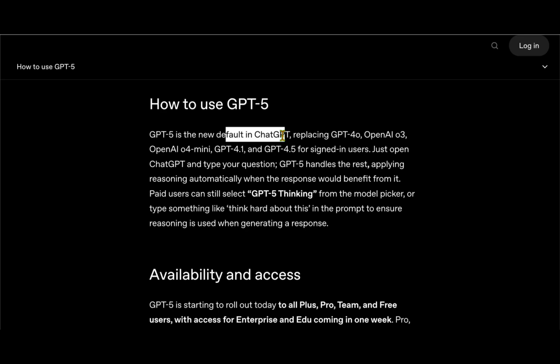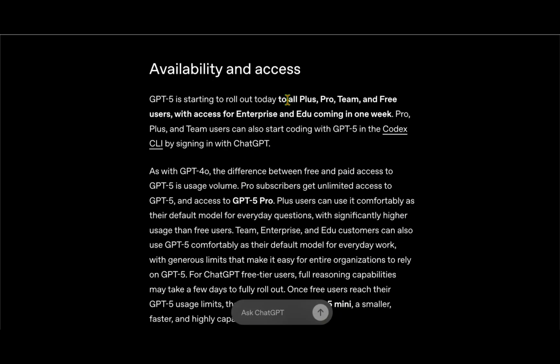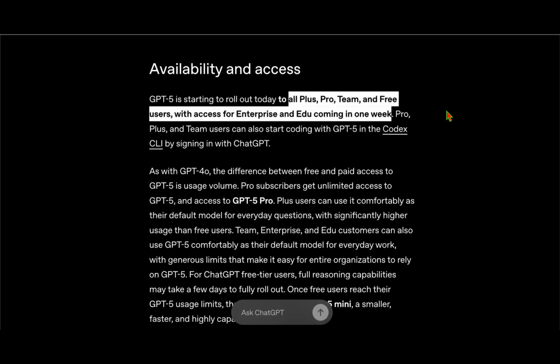There's a new default in ChatGPT, replacing GPT-4o, OpenAI o3 and o4-mini, 4.1 and 4.5 for signed-in users. If you're just signed in, GPT-5 is the new default in ChatGPT, replacing GPT-4o. You don't have to do anything. Just open ChatGPT and type your question. GPT-5 handles the rest. And they're rolling it out to all the users, be it Pro, Team, or Plus, or even the free users, with access for Enterprise and Edu coming in one week.